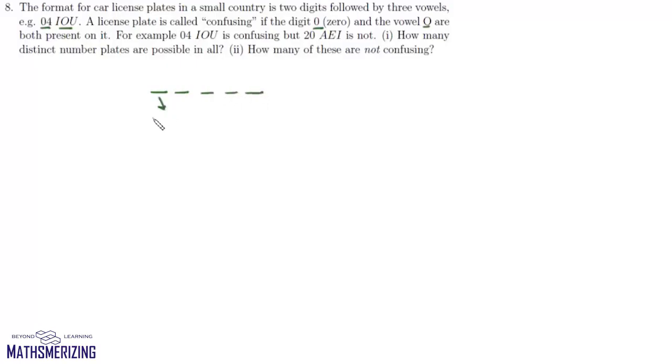So for this first one we have 10 choices. For the second one also we have 10 choices. And then for vowels we have 5 choices each. So it will be 10 into 10 into 5 into 5 into 5, which is 12,500. So altogether 12,500 different license plates are possible in this case.